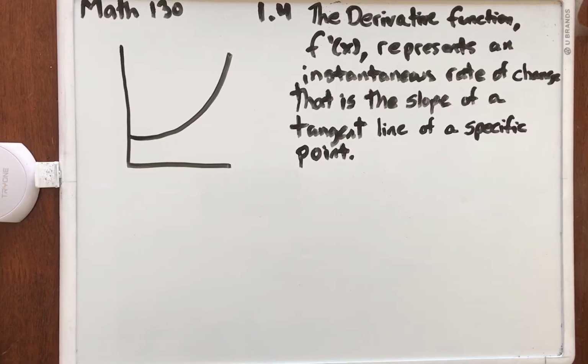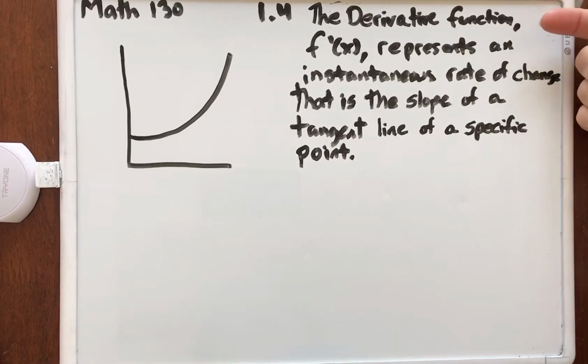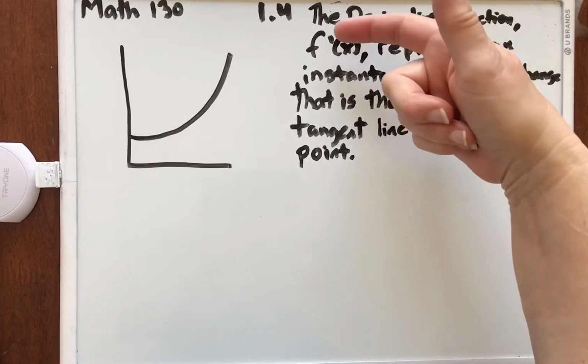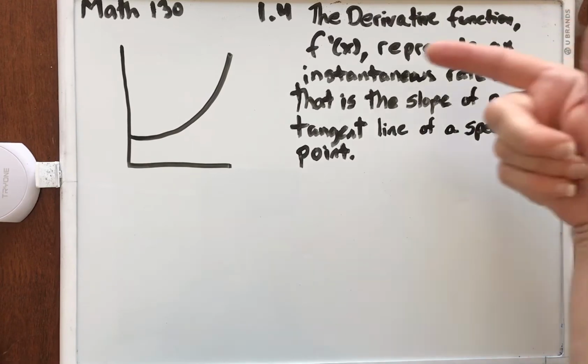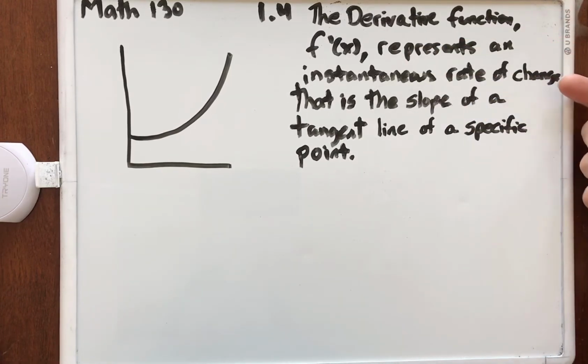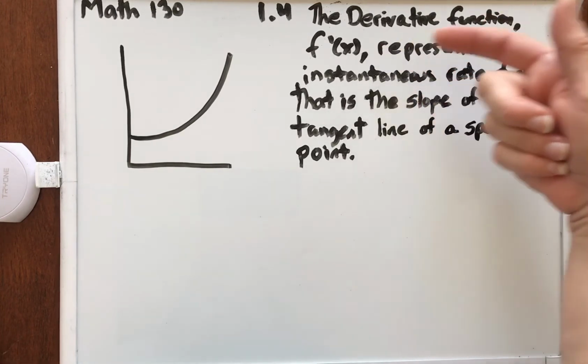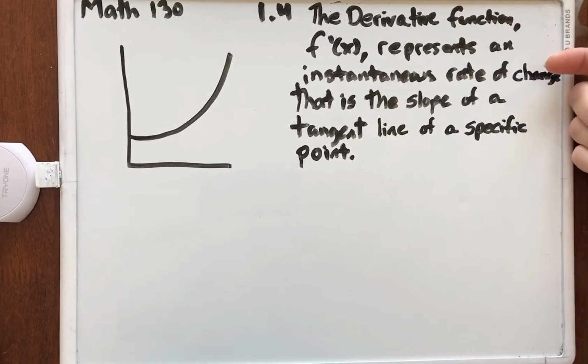Okay, we're going to look at the derivative function, f prime of x. This little mark, we just call it prime. The derivative function, f prime of x, represents an instantaneous rate of change, that is, the slope of a tangent line at a specific point. I'll read that again. The derivative function, f prime of x, represents an instantaneous rate of change, that is, the slope of a tangent line at a specific point.